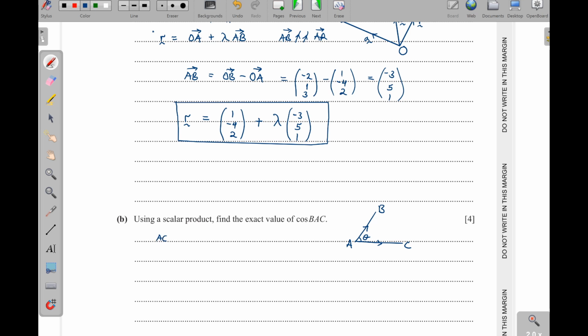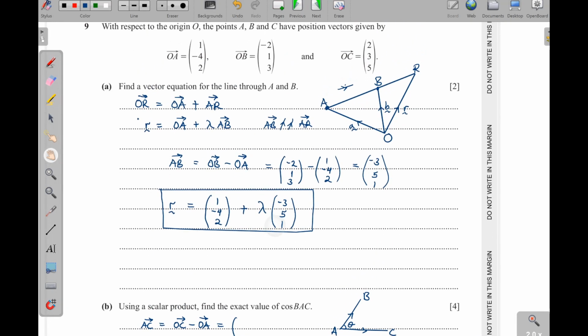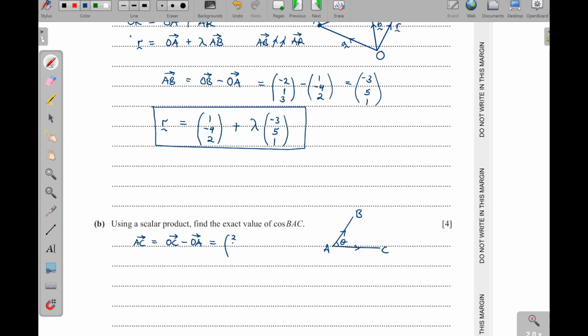So we need AB, that one we have. Now how about AC? So AC here is going to be OC minus OA. What is OC? OC was given as (2, 3, 5), and then we subtract OA, which is (1, -4, 2). Now, this one gives us 2 minus 1, that's a 1, 3 minus -4, that's a 7, 5 minus 2, that is a 3. Now, we shall get AB, then we dot it with AC, then we get the modulus of AB, then times the modulus of AC.